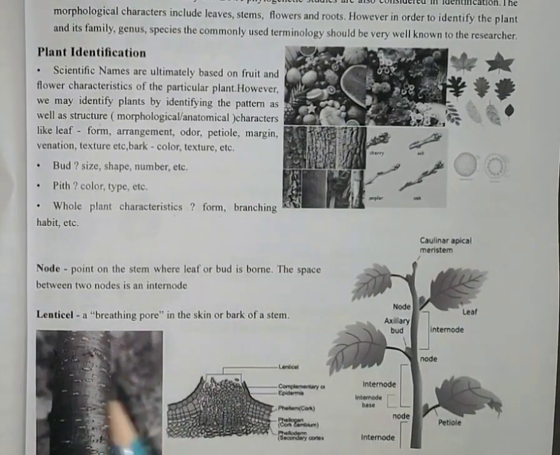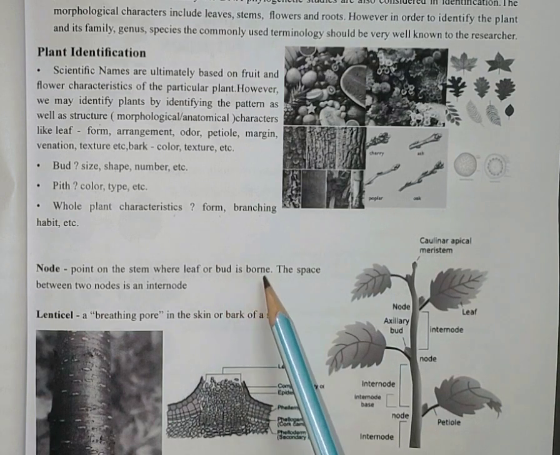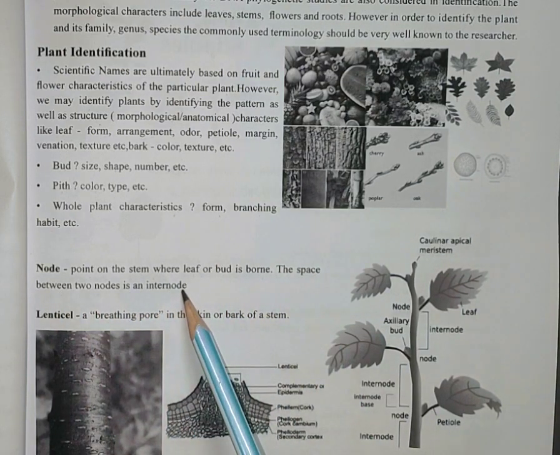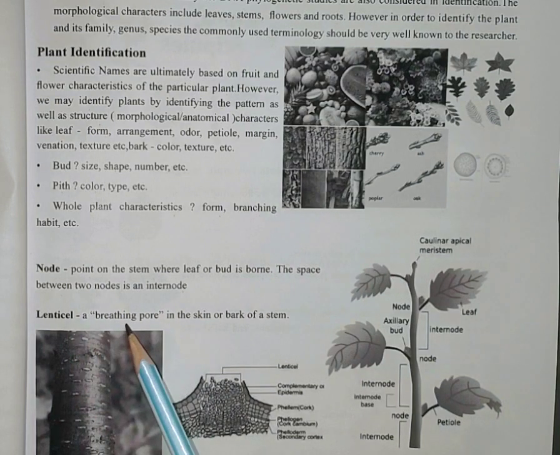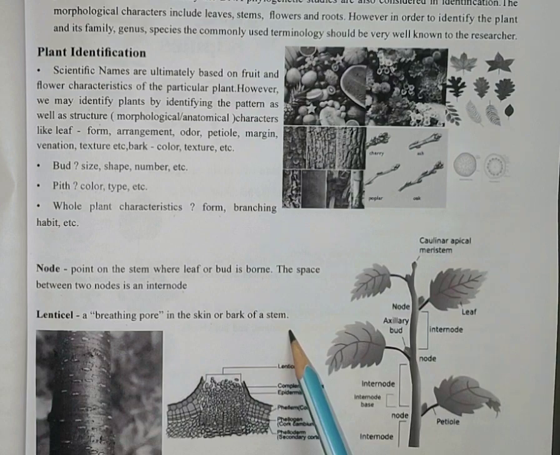Node, the point on the stem where a leaf or bud is born. The space between two nodes is an internode. Lenticel, a breathing pore in the skin or bark of a stem.